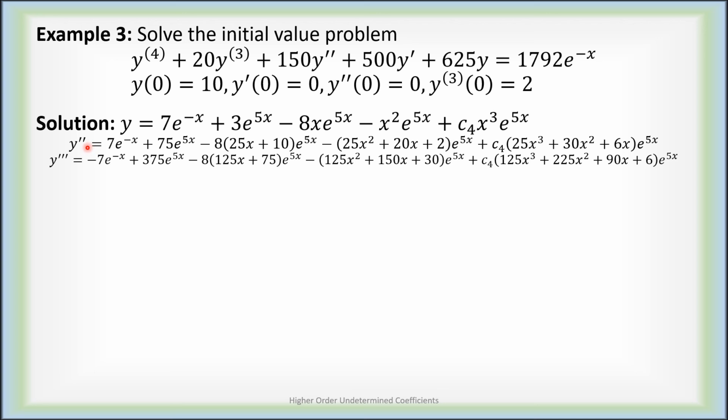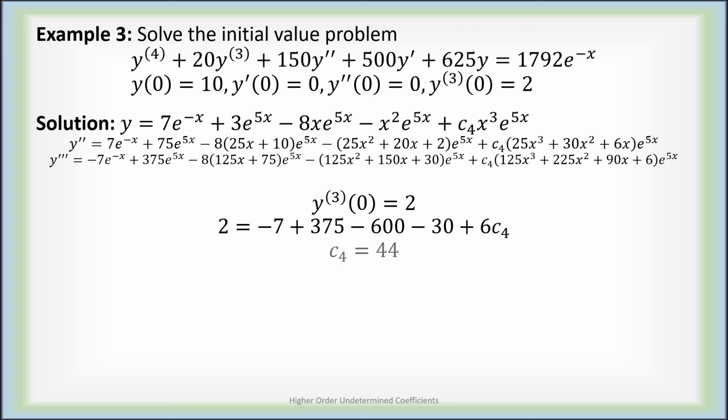But since we did have y double prime, we can now take y triple prime. After a bunch of simplification, you should get all of this. We take our initial value, that y triple prime of 0 is 2, which gives us 2 is negative 7 plus 375 minus 600 minus 30 plus 6 C4. That allows us to solve for C4 is 44. And now finally, we can take that value of C4, throw it into the function y, and get 7e to the minus x plus 3e to the 5x minus 8x e to the 5x minus x squared e to the 5x plus 44x cubed e to the 5x.